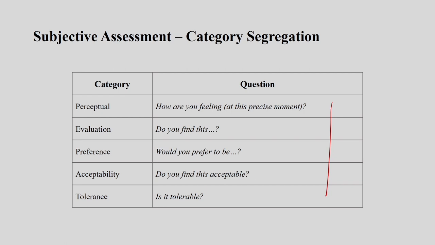So, this type of question. If it is evaluation, do you find it comfortable? Do you find it discomfort? Something like that question. If you are talking about preference, these are the kind of variables you should have to assess the subjective response. And these are the varieties of questions you can derive based on the requirement.